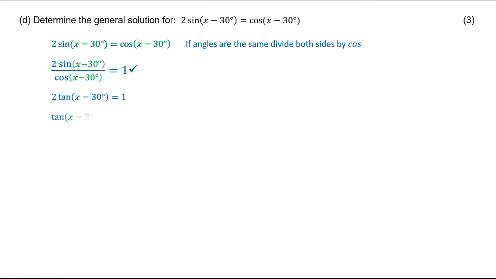Divide both sides by 2, you end up having tan of x minus 30 is a half. And then you just find the inverse tan of a half, and you introduce that plus 180 degrees times k, where k is an element of integers. That is because tan only completes a full circle after every 180 degrees. Now find that angle, which will give you 26,6.